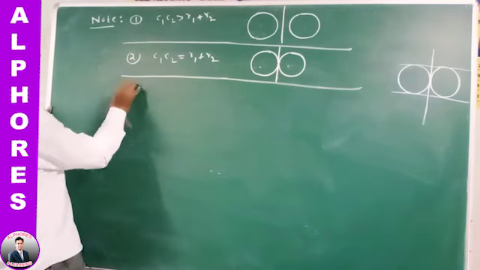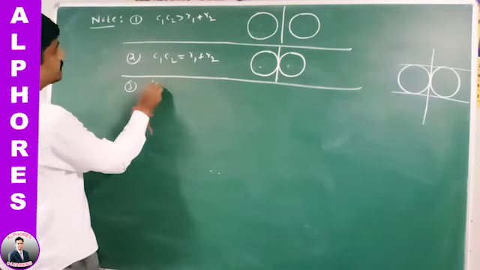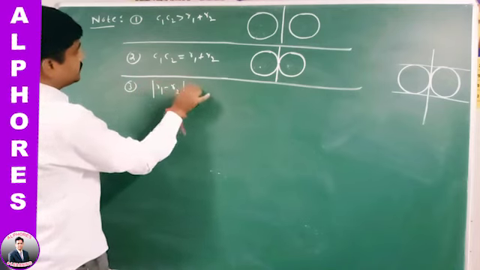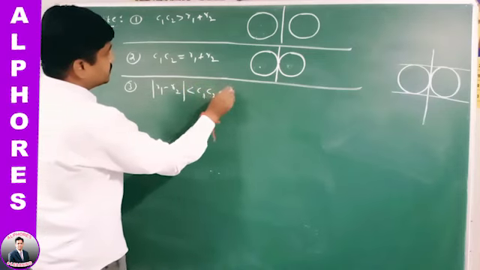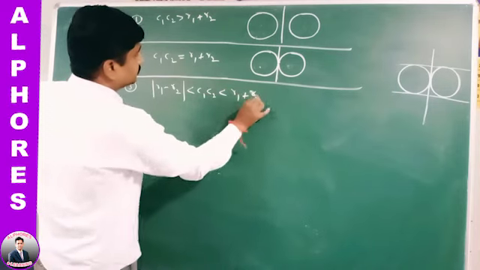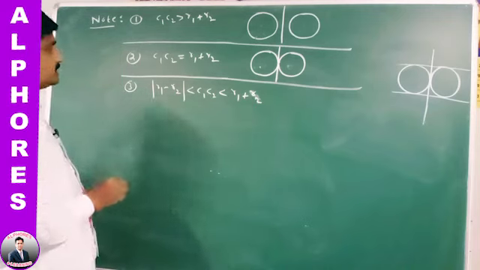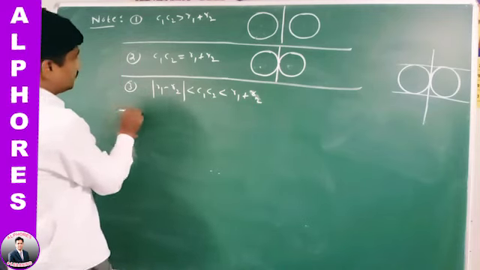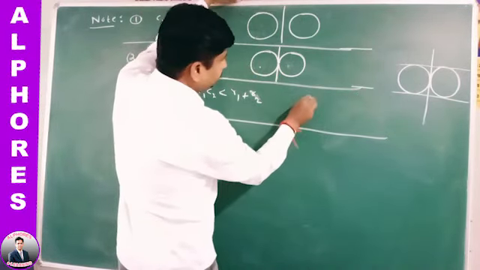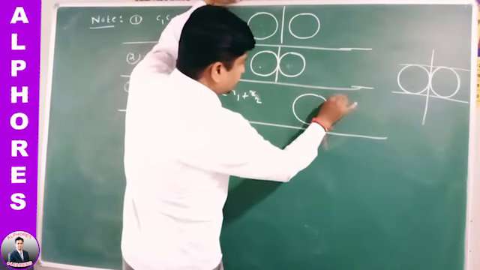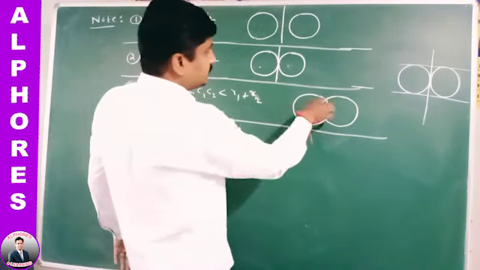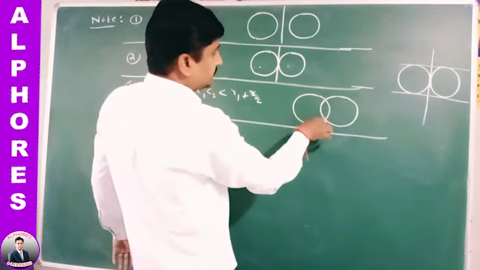Next, modulus of R1 minus R2 less than C1 C2 less than R1 plus R2. In this case, the circles' position: the two circles intersect each other. They intersect at 2 points. These two are what? Points of intersection of the circles.